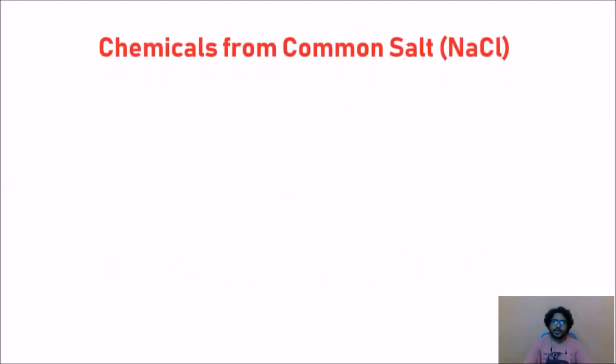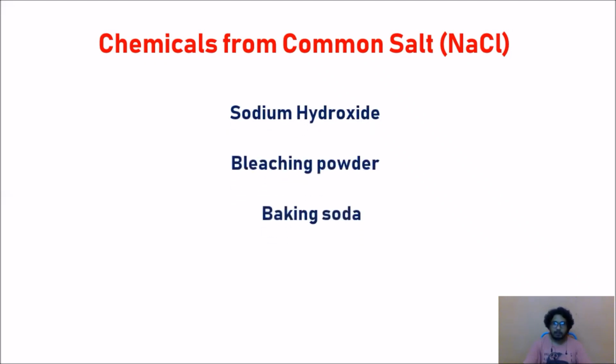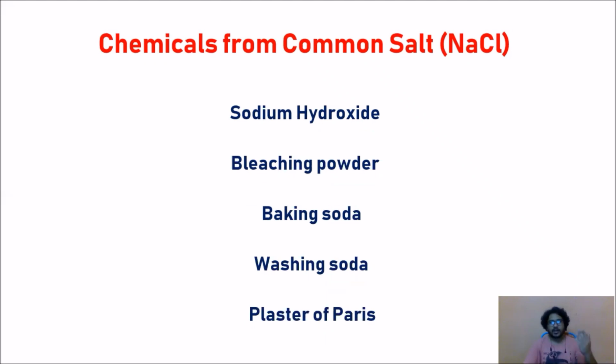Now, we need to see chemicals from common salt. So, common salt is a basic salt from which we get different types of salts. That's what we need to learn in this chapter, and you may get the maximum number of questions from this topic. So there are few salts like sodium hydroxide, bleaching powder, baking soda, washing soda, and plaster of Paris. All these salts are prepared, manufactured by using a base salt called sodium chloride, right?